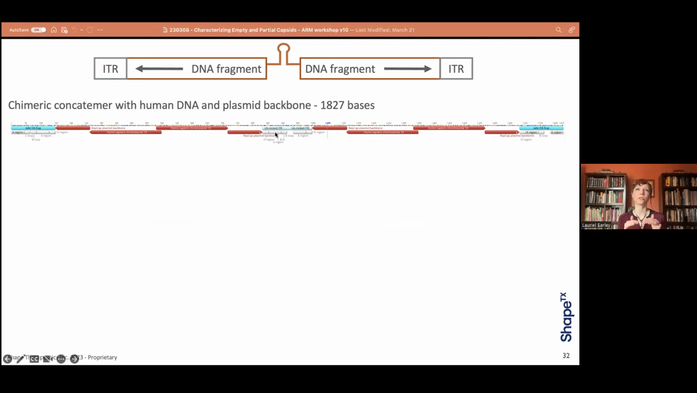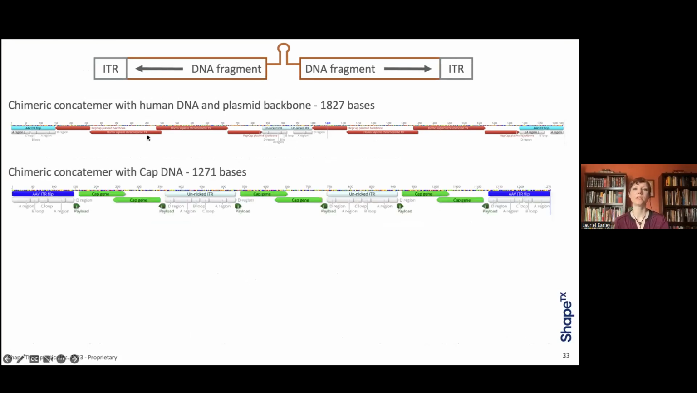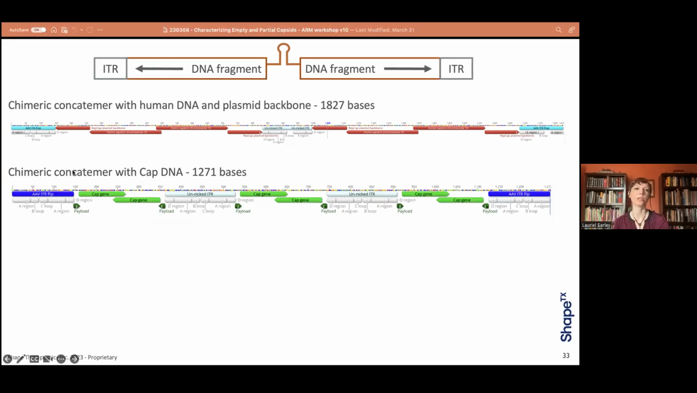So these are 2 genomes that could have been separated but weren't. So they form this concatemer, making a larger size than the individual genome itself. We can see the same thing with an individual genome looking at a concatemer, a chimeric concatemer with cap DNA, where we have the AAV-ITR, a little bit of our payload joined to the cap gene, where it induces that template switch. So we copy back a line, forming a complementary region here. And then we have 3 unnicked ITRs. So this is a concatemer of 3 genomes that form a longer genome of 1,271 bases.